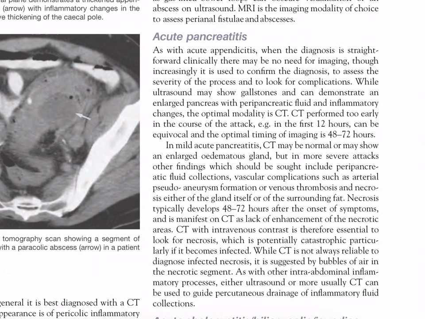Necrosis typically develops 48 to 72 hours after the onset of symptoms and is manifest on CT as lack of enhancement of the necrotic areas. CT with intravenous contrast is therefore essential to look for necrosis, which is potentially catastrophic, particularly if it becomes infected. While CT is not always reliable to diagnose infected necrosis, it is suggested by bubbles of air in the necrotic segment.